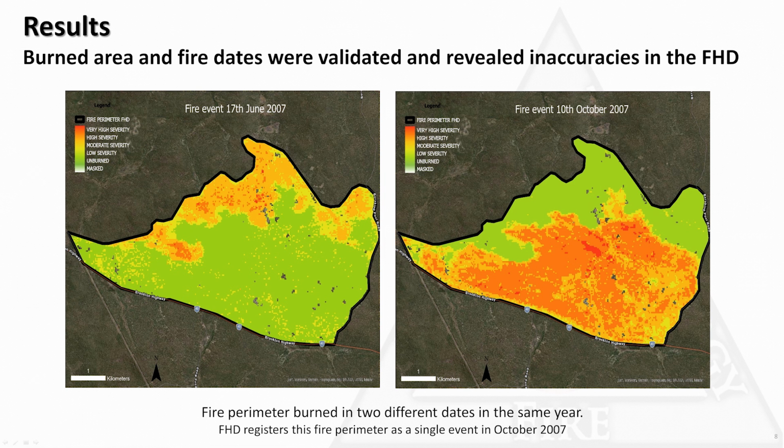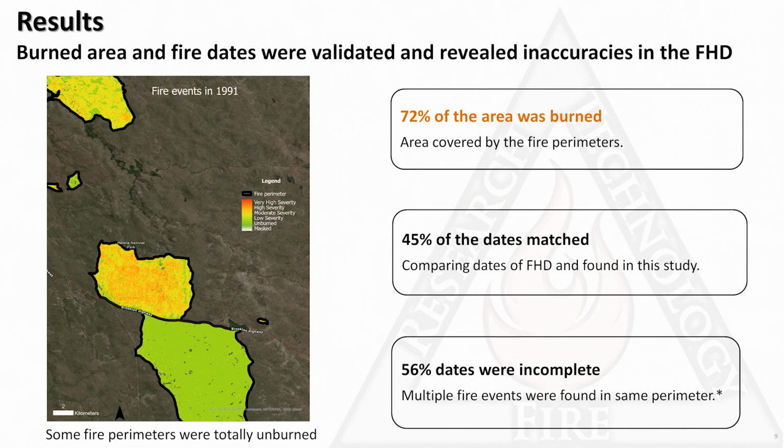Although the fire history database provides only 1 date, multiple dates were found in the same fire perimeters, showing that the area was burned on different dates in the same year. And here is another example showing some fires in 1991. The green fire at the bottom was an example of a fire perimeter that was added in the fire history database, but it was actually unburned.